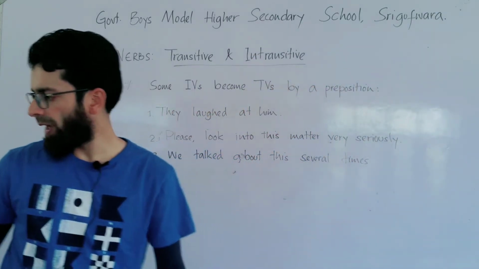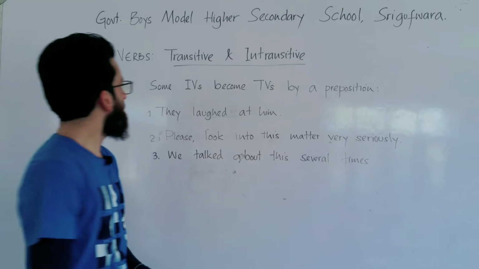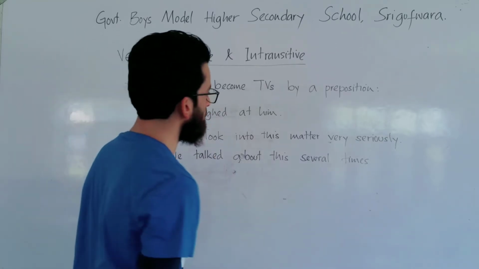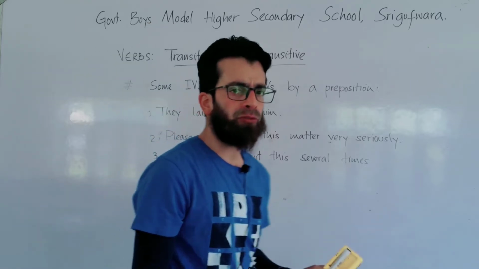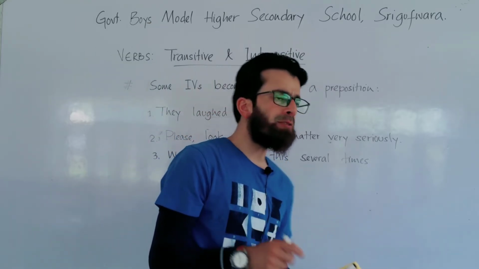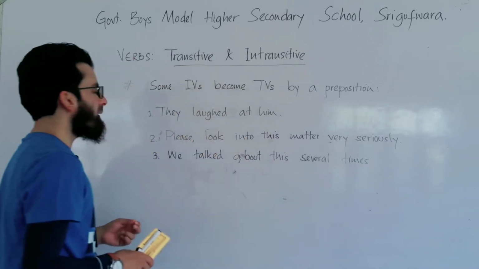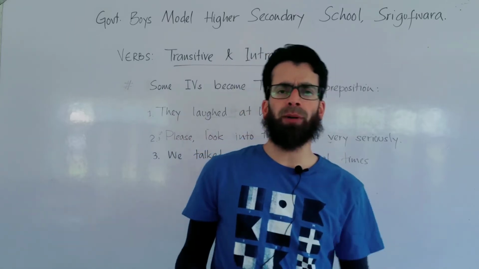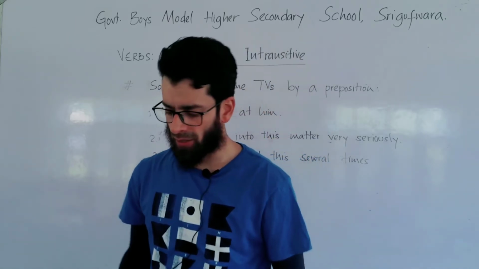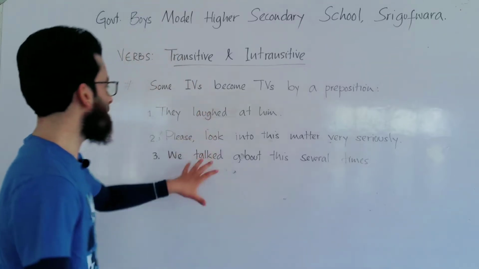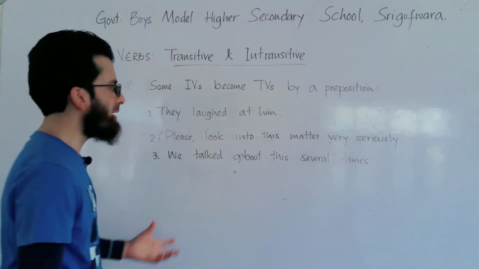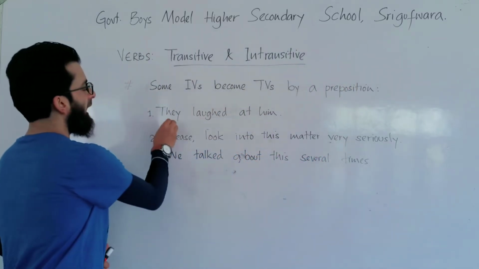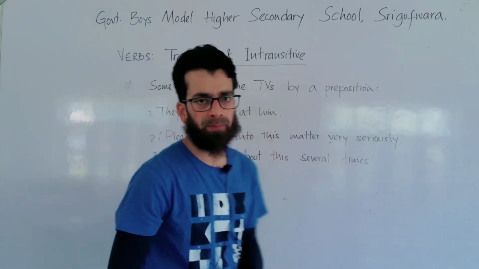Okay, now we have another point. Some intransitives become transitives by a preposition. When we add a preposition to them, some intransitive verbs become transitive verbs simply by adding a preposition to them. How does it work? I have written three simple sentences and you will easily understand, hopefully. Okay, the first is, they laughed at him.